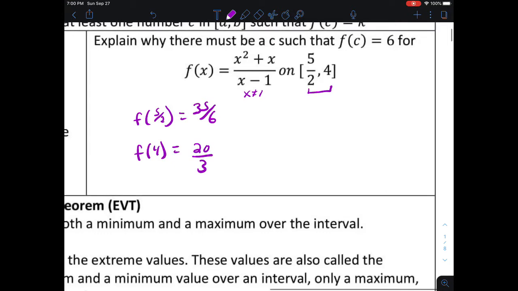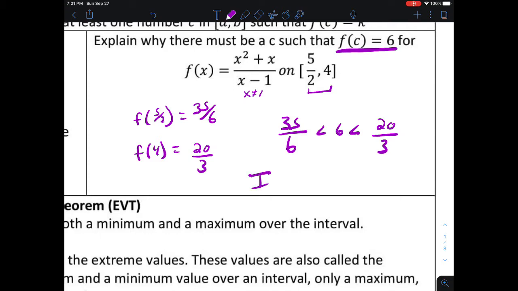So why does there have to be an x value such that there is a given y of 6? Since we're continuous on the interval, every y value in between 35/6 and 20/3 has to occur. Well, 6 lies in between those two numbers, so 6 must happen at least one time, and this is because of the intermediate value theorem.